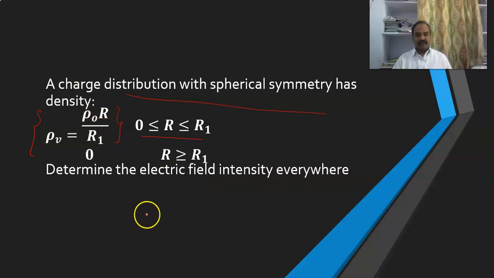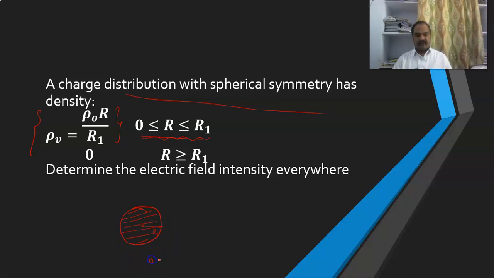So what does that mean? That there is a sphere, and this is a uniformly charged sphere, which means charge is distributed over the entire volume, and you want to determine the field in this region and also everywhere. So this is the volume charge density in this region, which means that in this entire region you have a charge, which is uniformly spread. So this entire length is R1.